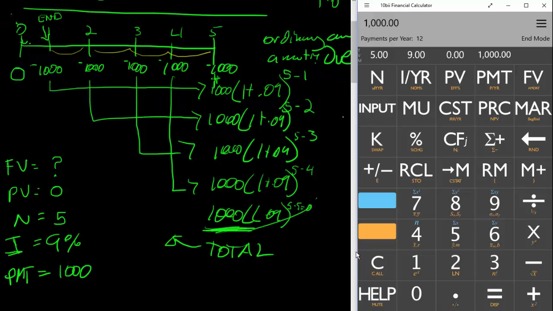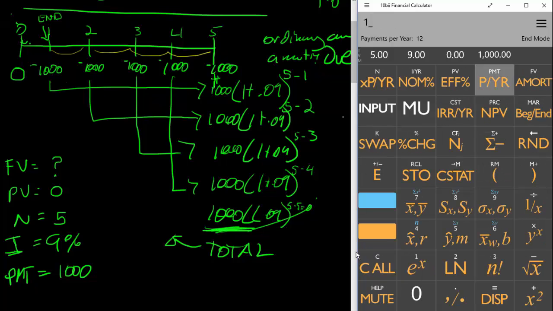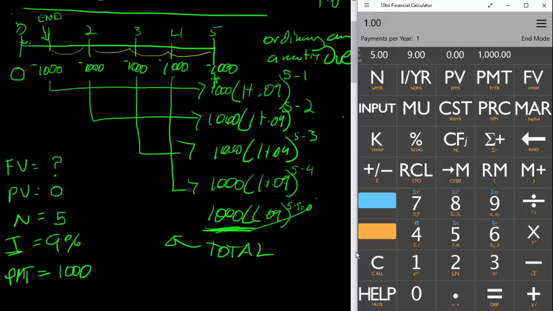Now I've just realized that I'm on payments per year for 12, so I need to go back. I wonder if there's a way to reset this calculator. Whoops, 1 payment per year, and now I'm back to payments per year per 1. I need to see if there's a way to set that so it's the same. Anyway, I've got my 5 N, my 9%, my 0 present value because I started with 0, and I've got my $1,000 payments every year. When I hit future value, I get negative.